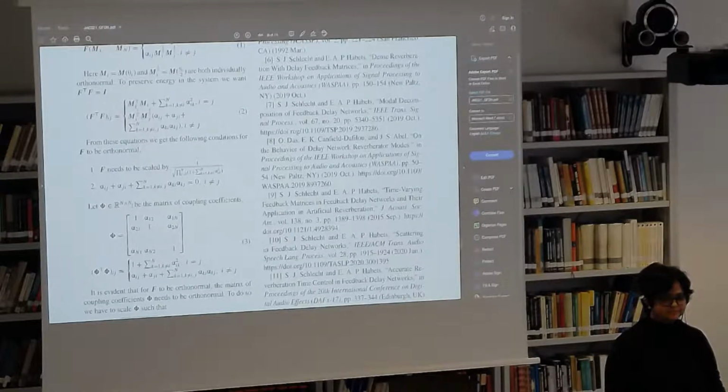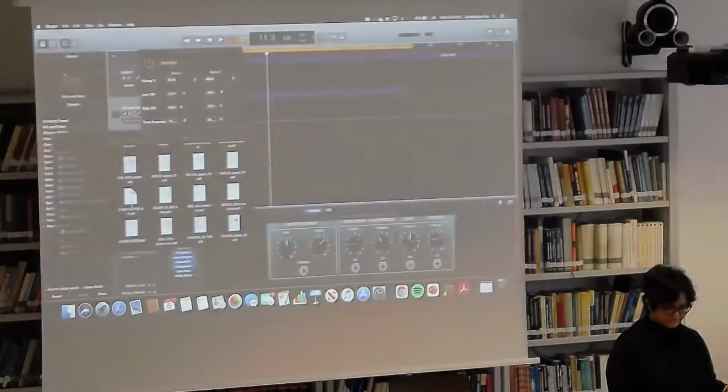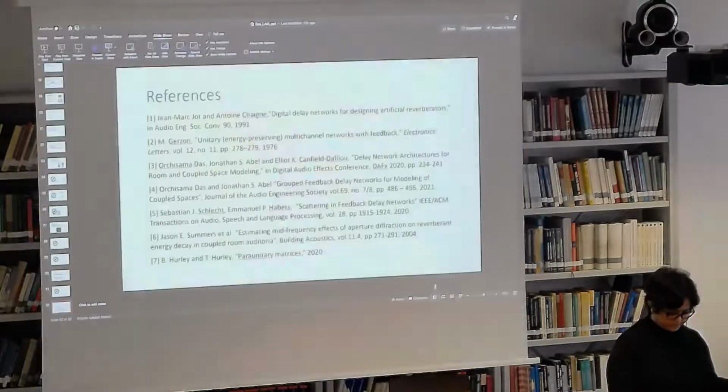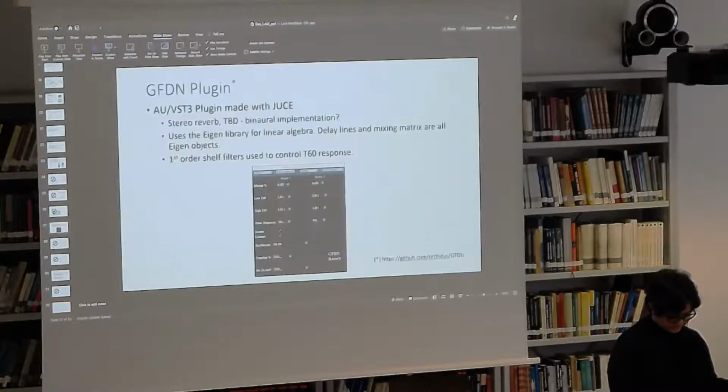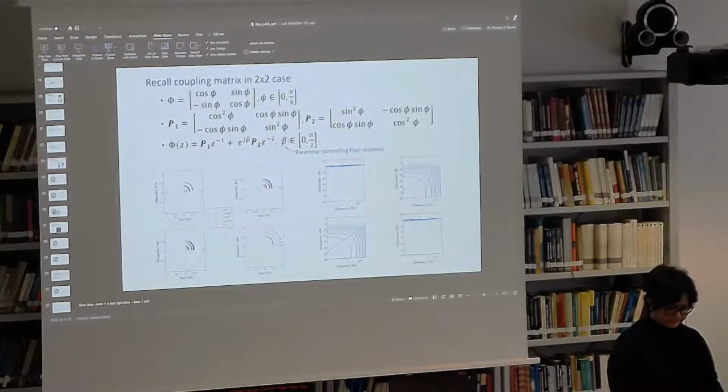I was really interested in your plugin, and you talked about the incidence angle. Do you have anything that illustrates it in the GFDN plugin? So in this plugin, I used the second implementation, which is just this two-tap filter, which is here. And in this case, I can't really control the incidence angle at all. The only parameters I do control are beta and phi. So it's just a very coarse approximation. But still it makes sense.